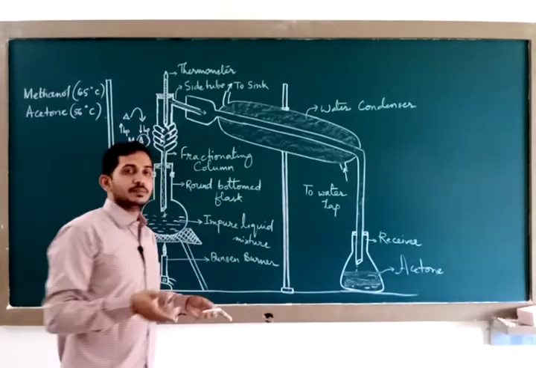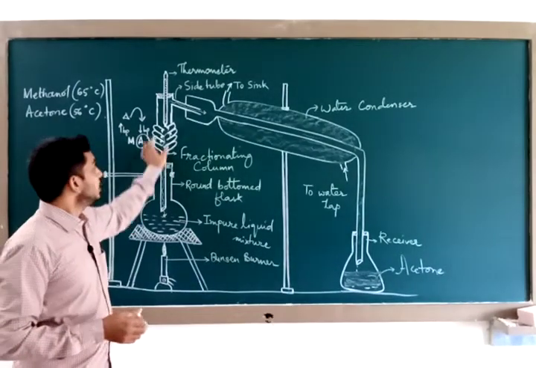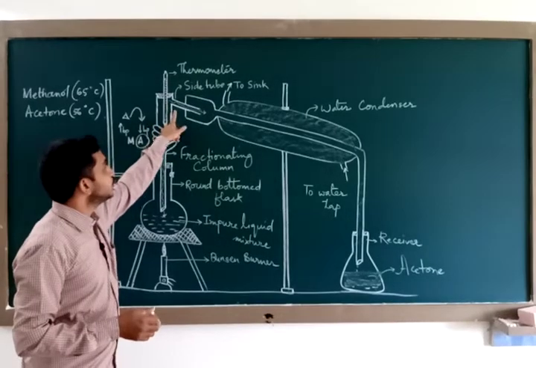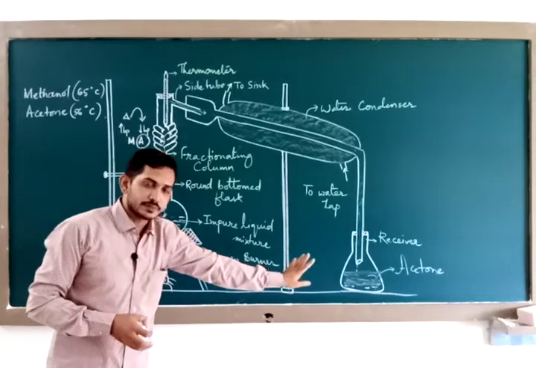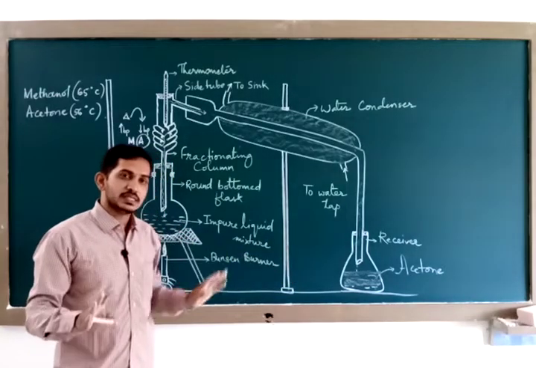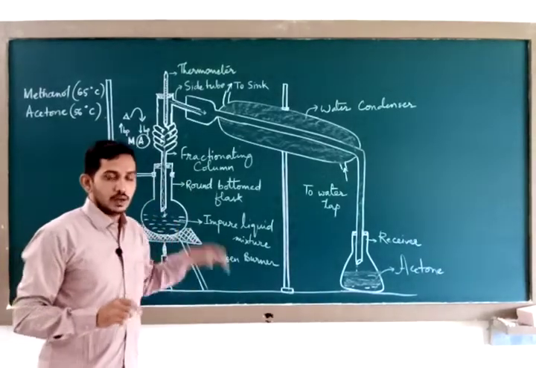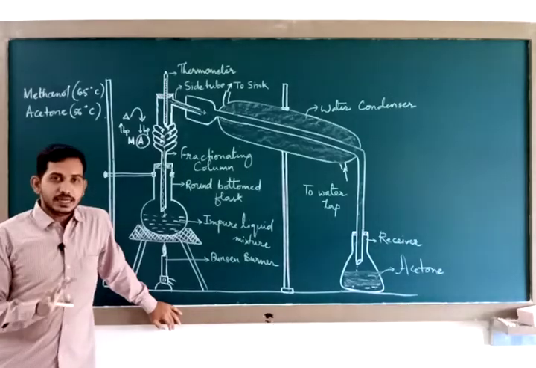How is the experimental setup done? The round bottomed flask is fitted with the fractionating column, which has got a side tube and a thermometer. The side tube is connected to a water condenser, which opens into a receiver. The experimental setup is the same as in simple distillation except for the fractionating column. Now, the mixture of impure liquids is taken in the round bottomed flask and heated.